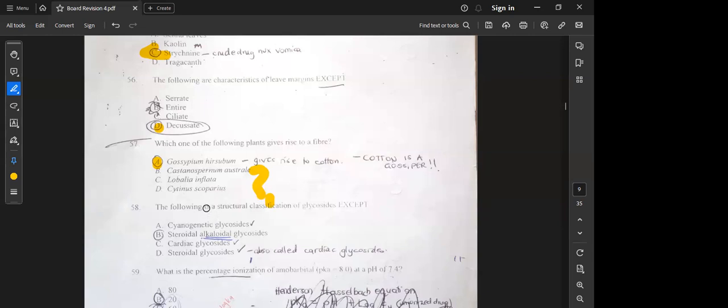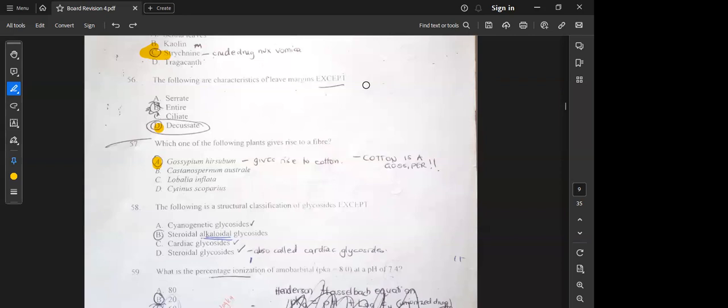Were you asking about the rest? I've never heard of them personally, unless I Google each one. Someone said the lobelia is tobacco. Lobelia inflata is tobacco. And then the B one, the castanospermum, is commonly known as the black bean tree.